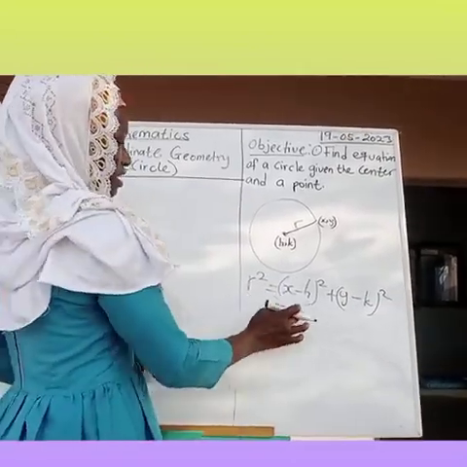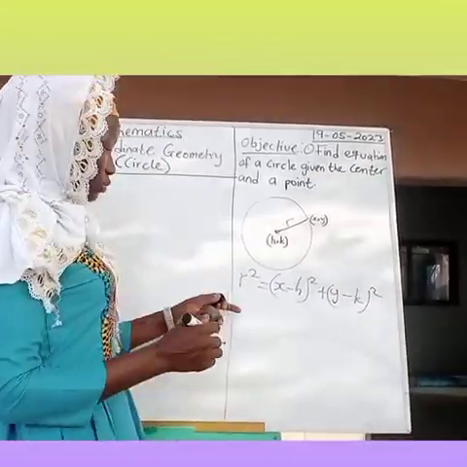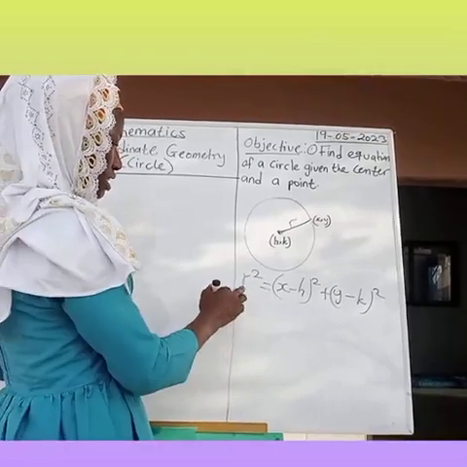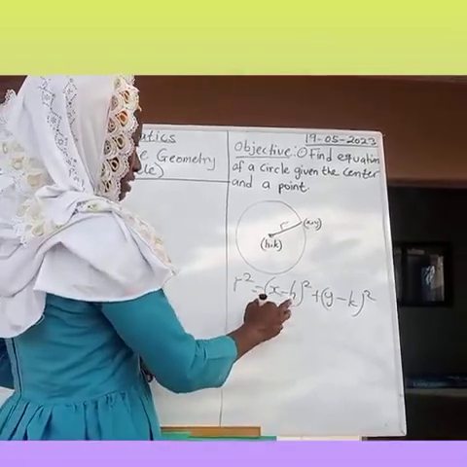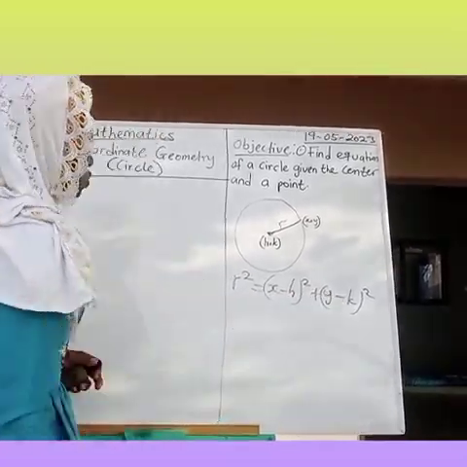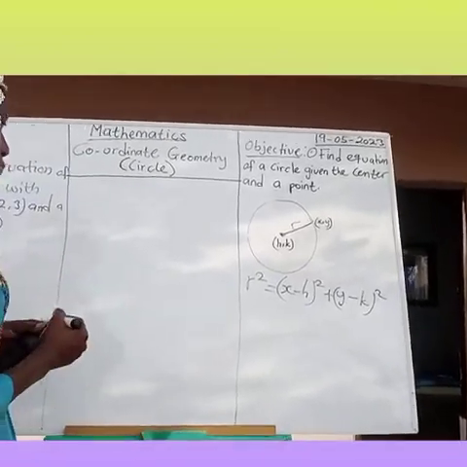This is the standard form of the equation of a circle, and to get the equation, we need the radius and then the center, which is (h, k). So let's look at an example.